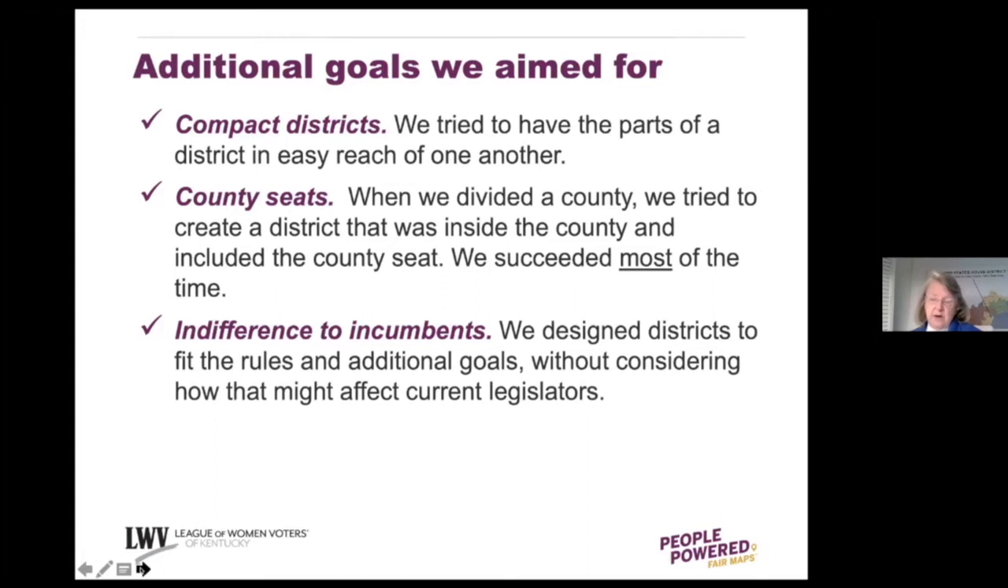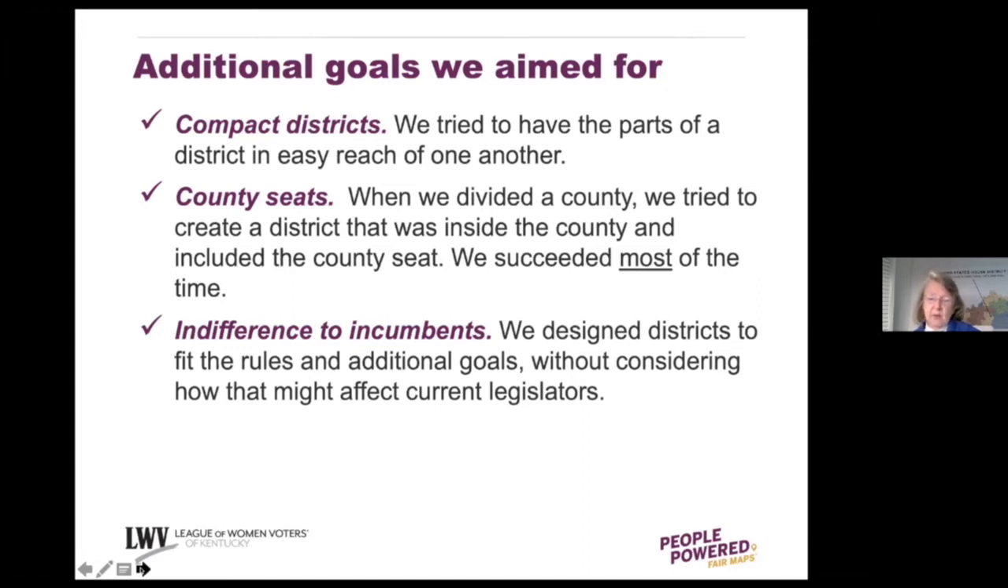But there are a number of counties in the state, including Pike County, by the way, in Eastern Kentucky, where the county was divided into 4 or 5 different districts. And as it turns out, none of the representatives who represent Pike County live in Pike County. They live in the surrounding counties that were divided to make up the districts in that region. So we tried to keep the county seats together so that the county seat wasn't divided, and the district had a representative who was elected who actually lived in the county.